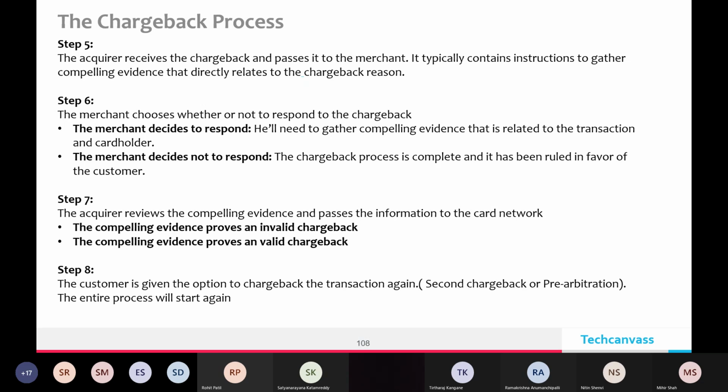And finally, if compelling evidence has come and the customer still believes the chargeback is genuine, then the customer can raise a second chargeback. Otherwise, sometimes the customer might realize in the meantime that the transaction did happen, and it was his or her own mistake. In that case, the customer may stay silent and allow the reversal of the chargeback that happened to his or her account.